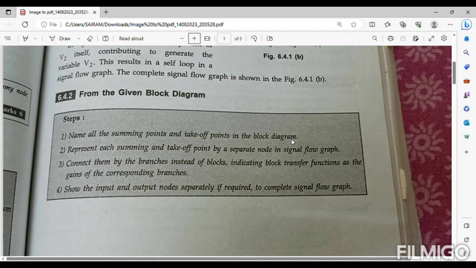The second one is to represent each summing and takeoff point by a separate node in the signal flow graph. How is a node represented in the signal flow graph? It is represented by a circle.